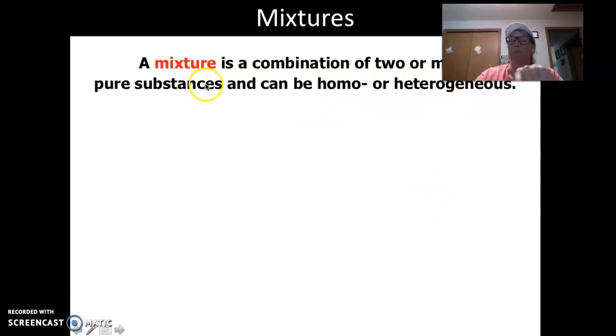But a mixture is a combination. You can always tell a mixture. Can you vary its composition? When I make salt water, I can put a pinch of salt, I can put a scoop of salt, I can put a cup of salt. Because I can vary its composition, I know it's a mixture.